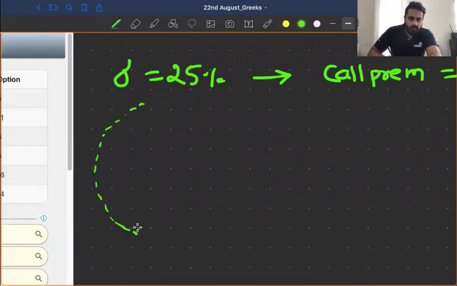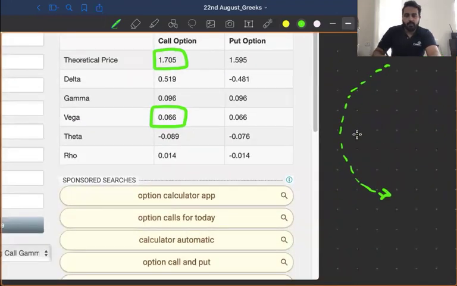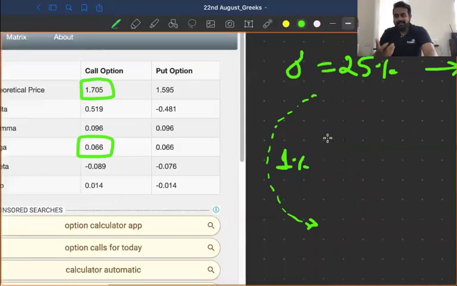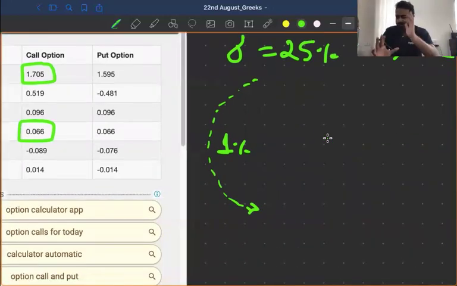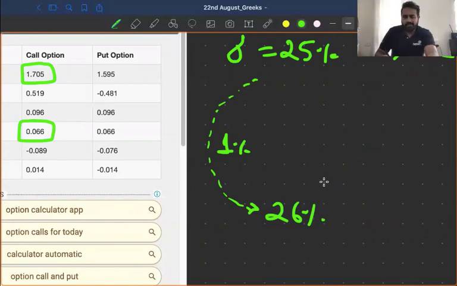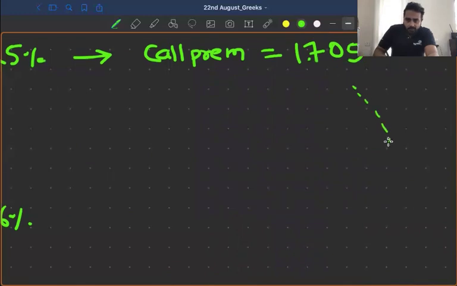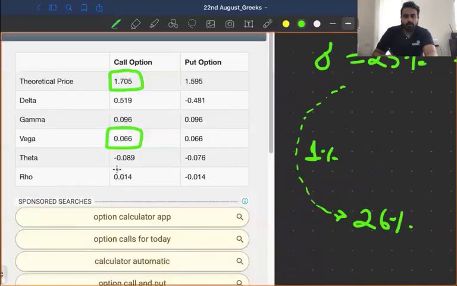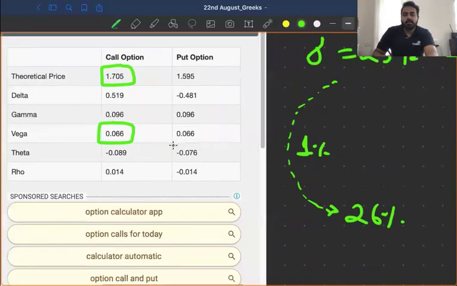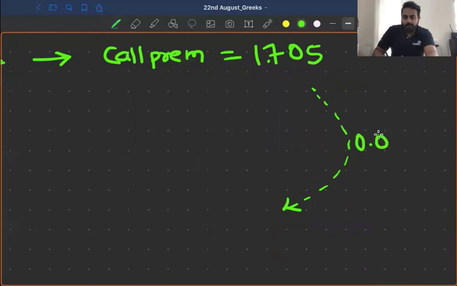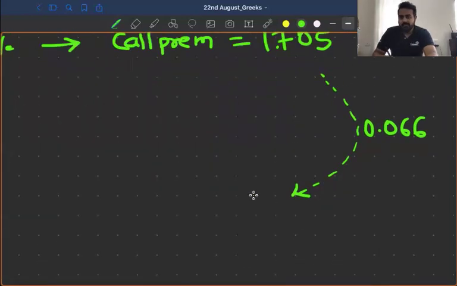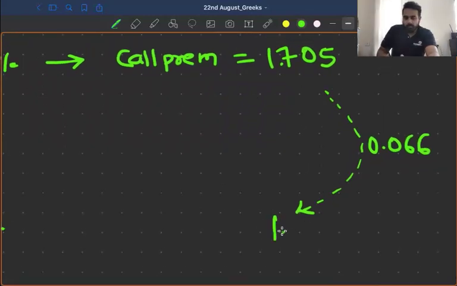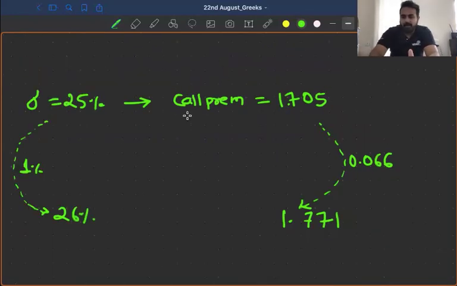Now, if the volatility goes up by 1%, and that's the easiest interpretation of Vega. You don't have to complicate this. That's how you want to think of it. If volatility goes up by 1%, and let's say for some reason, suddenly something happens in the market, the prices are more volatile. Now it's 26%. What will happen is my option price will go up. And they will go up by how much? They will go up by 0.066. Can you please add and tell me how much is that? 1.771. Now we'll experiment if that really works out.